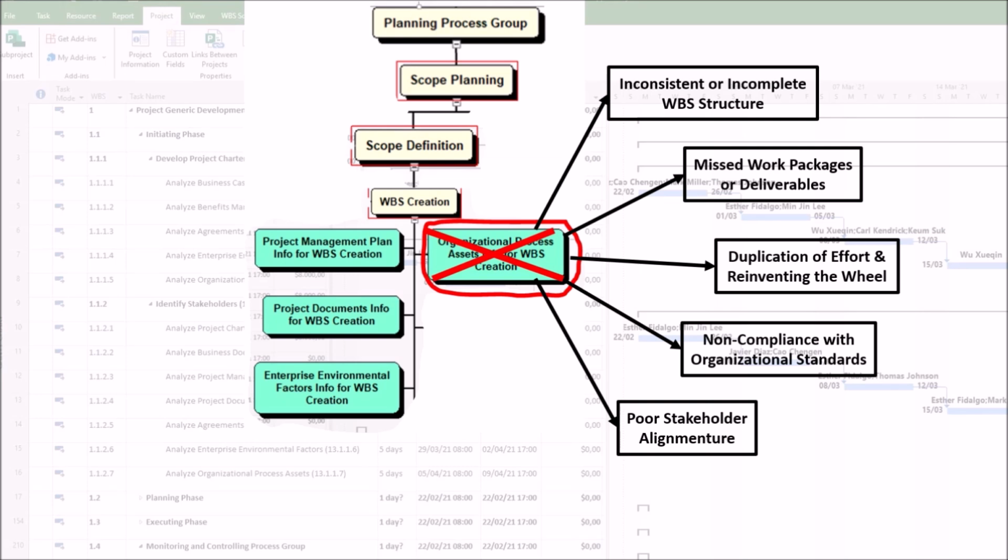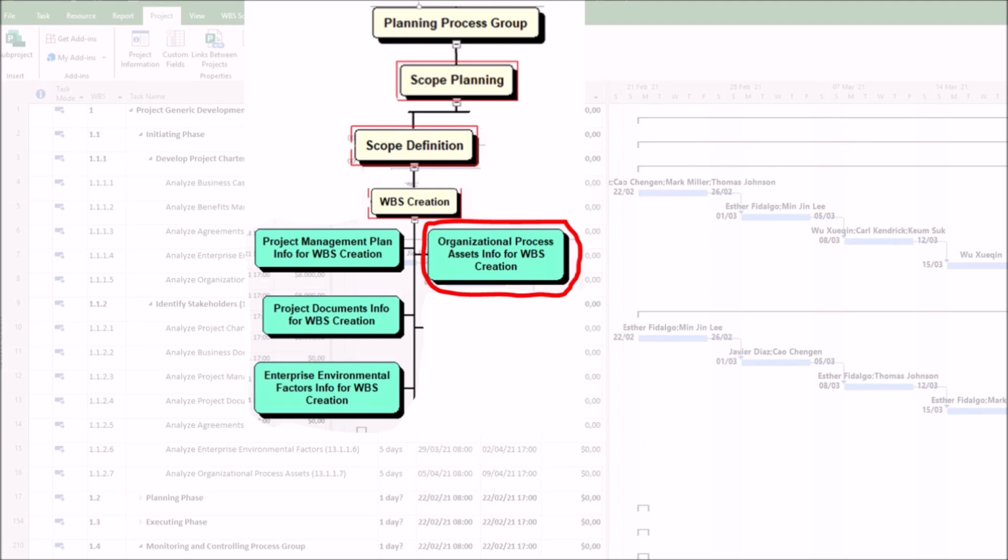5. Poor stakeholder alignment. If the WBS doesn't align with organizational norms, stakeholders, such as finance and project management office, may misinterpret it. As a result, we may have miscommunication, approval delays, and conflicts. 6. Inaccurate cost and schedule estimates. Without historical data on work package sizing, estimates may be unrealistic. As a result, we may have budget overruns or unachievable deadlines. In conclusion, organizational process assets provide essential guidance, efficiency, and consistency in the Create WBS process. Leveraging them helps project managers develop a more accurate, reusable, and well-structured WBS aligned with organizational best practices.